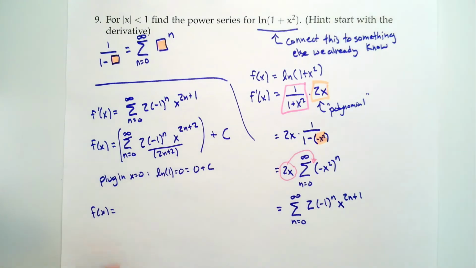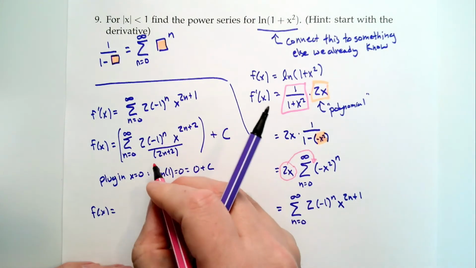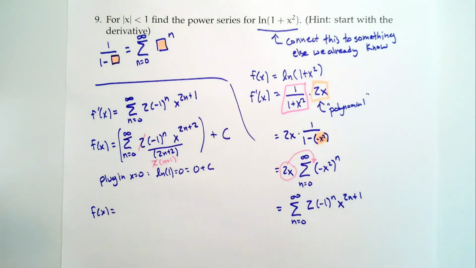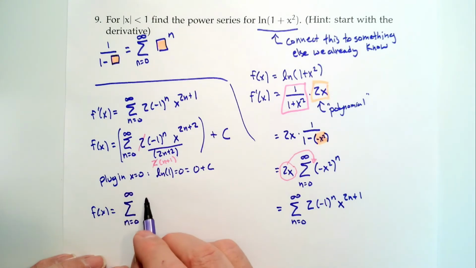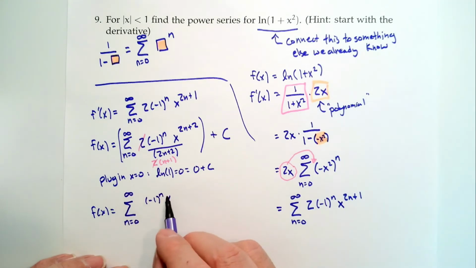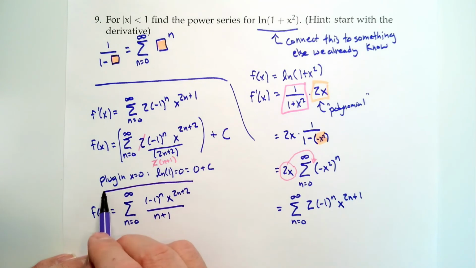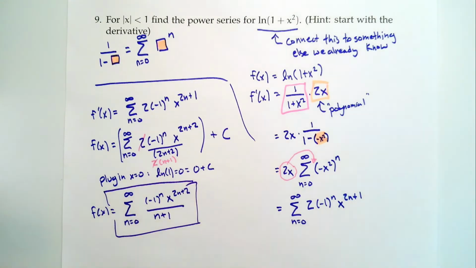Now, notice this 2 times n plus 2. I can factor 2 out, n plus 1, and then I can cancel off a 2. So we get that this is the sum from 0 to infinity of minus 1 to the n, x to the 2n plus 2, divided by n plus 1. And that's our answer. Now you might say, hey, there were 2 answers on the answer sheet. Okay, you've been looking at the answer sheet. Cool. How do you get to the second answer?